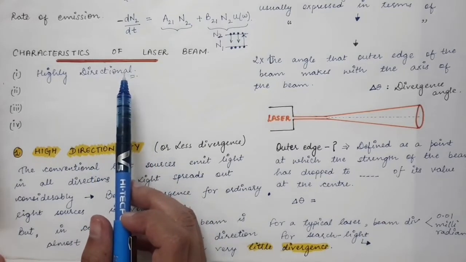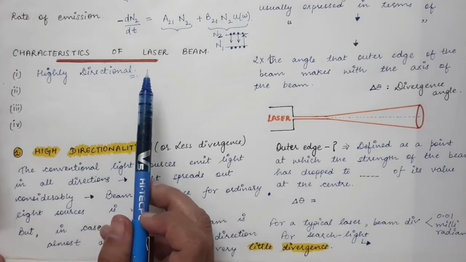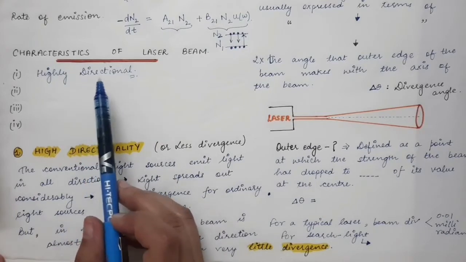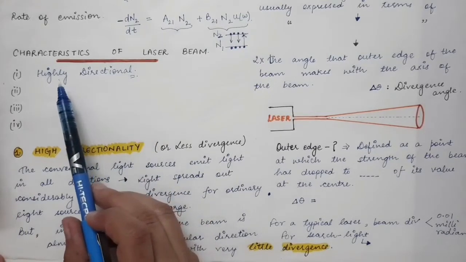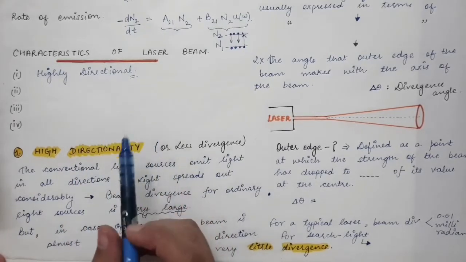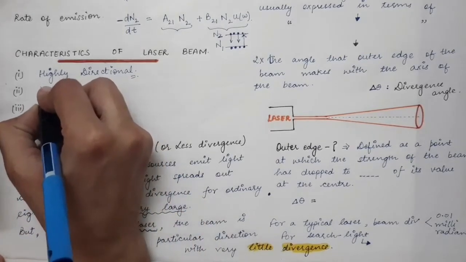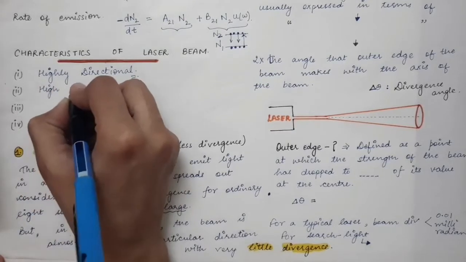The light from an incandescent bulb goes in all directions. But in the case of a laser, the light goes in a particular direction, so we say that it has high directionality. The second property of laser light is that it has high intensity.